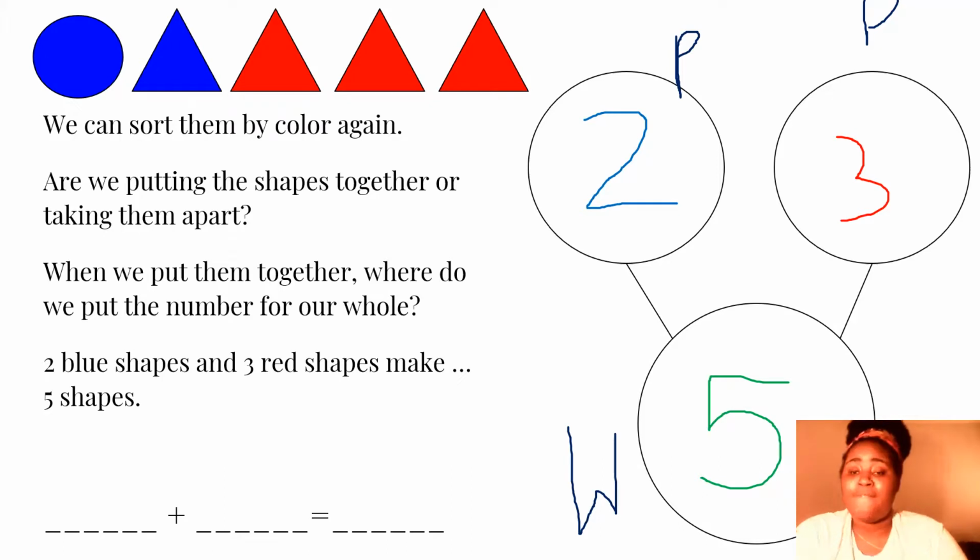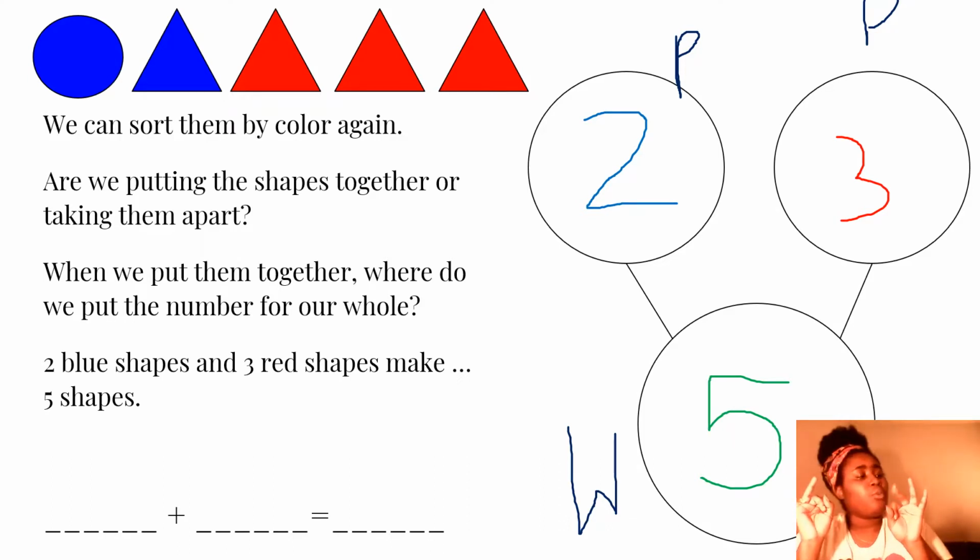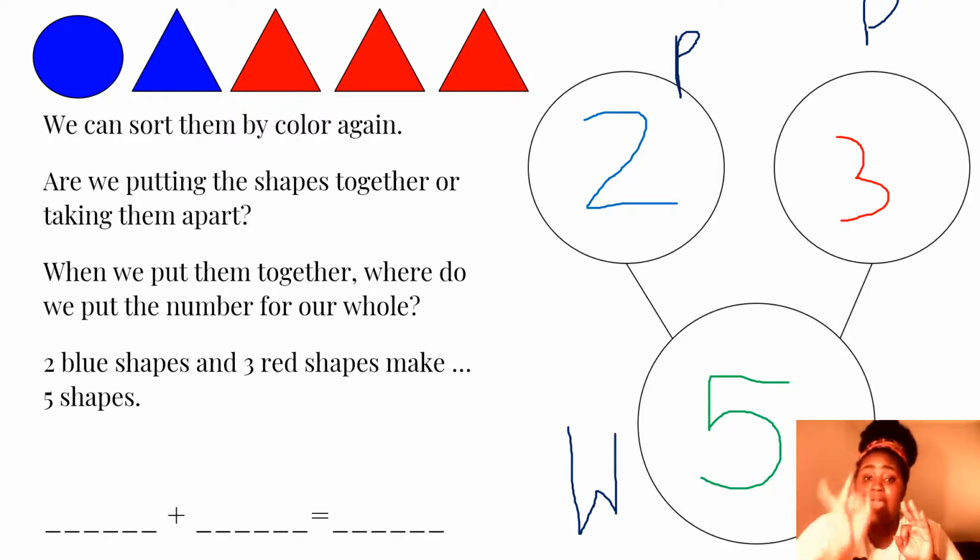I'm going to use my fingers to check to make sure that my numbers make sense. So I'm going to put 2 on this hand. I'm going to put 3 on this hand, and I'm going to count to make sure that they equal 5. 1, 2, 3, 4, 5. So that means that 2 and 3 make 5. 2 blue shapes and 3 red shapes make 5 shapes all together.